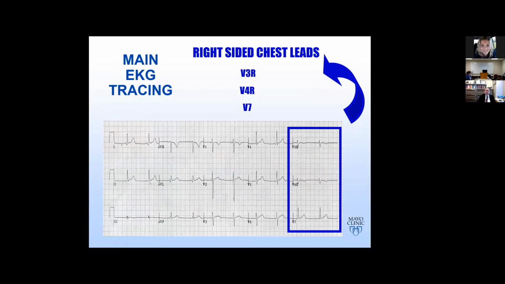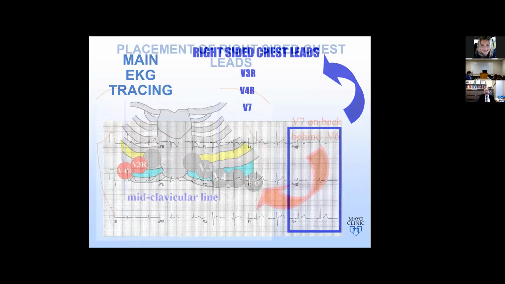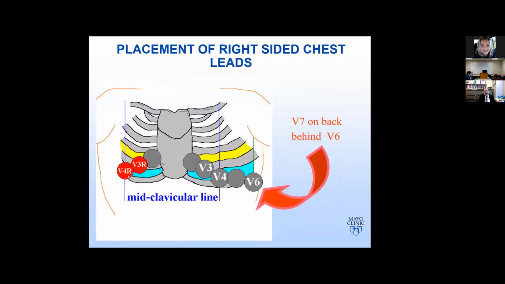So if you look at this, we add some bonus leads. Instead of doing a 12-lead ECG, we add up to a 15-lead ECG. Basically, we're adding V3R, V4R, and V7. V3R and V4R are in the same position as V3 and V4, but they're on the right side of the chest. So we can see what's going on in the right ventricle, because that's a very important finding in pediatric cardiology. And V7 is behind V6.